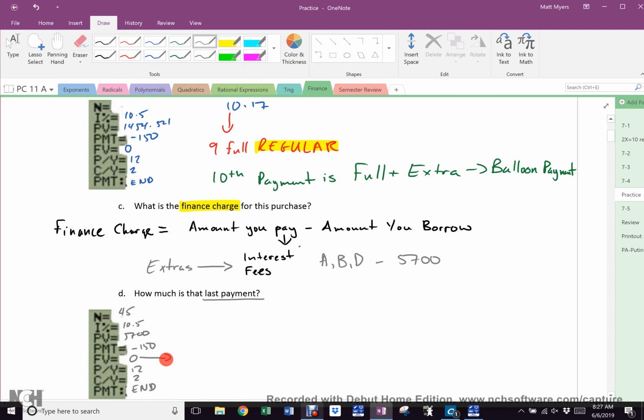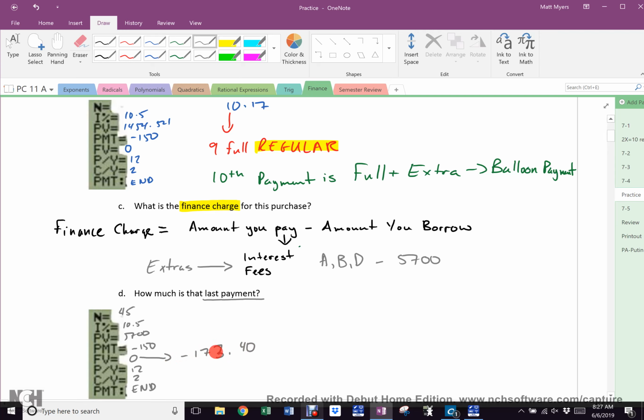Sorry, what was that, Sarah? Negative 173.40, right? Because it's 40 cents. We round up to the cent, yeah? Okay. So what's his final payment have to be? What is that 46th payment going to be?